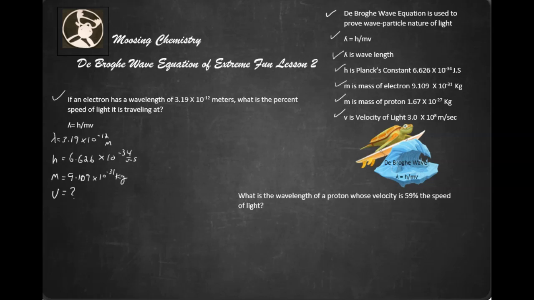Okay, so let's isolate this for v to start with. To isolate this for v, we start with lambda equals h over mv. So mv lambda equals h, and v equals h over m lambda. So all I did was just move the equation around, right? Okay, well, let's do this then.